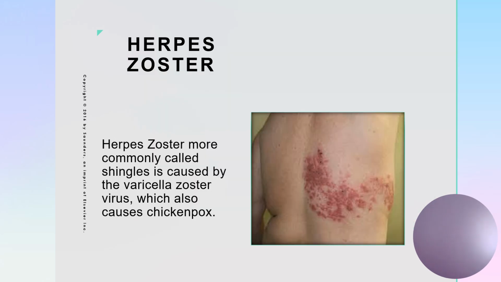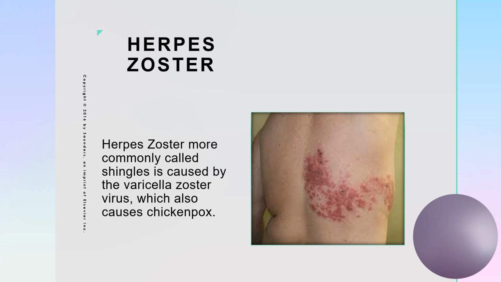And then herpes zoster. It's more commonly called shingles, and it's caused by the varicella zoster virus. This is the same virus that causes chickenpox. So if a client has chickenpox when they're younger, that virus lies dormant in their body for years. Then all of a sudden something triggers it and they have an outbreak of herpes zoster. So it's basically a reactivation of the varicella zoster virus.